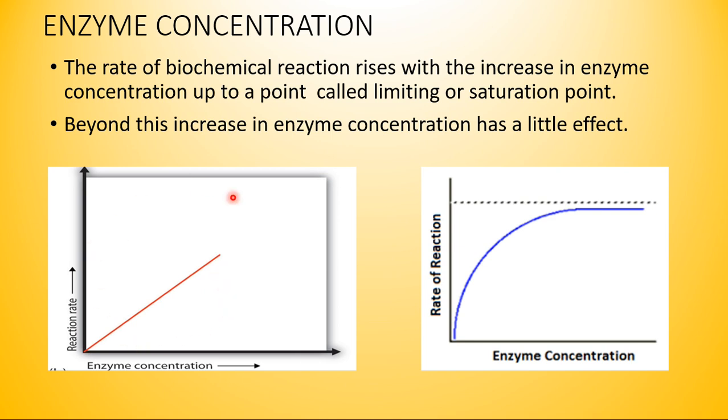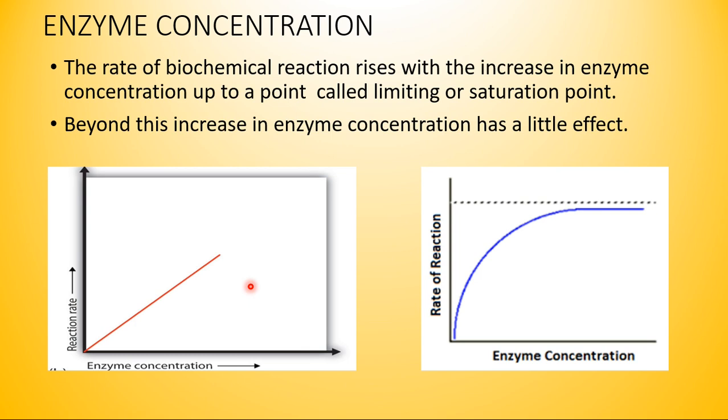This holds as long as you have lots of enzyme concentration. But here, if you are having a saturation of enzyme concentration, obviously you are going to have a graph like this. So this is, as I told you, the saturation point or the limiting factor. Until then, the rate of reaction continuously increases with enzyme concentration.